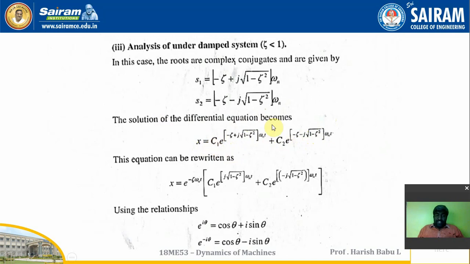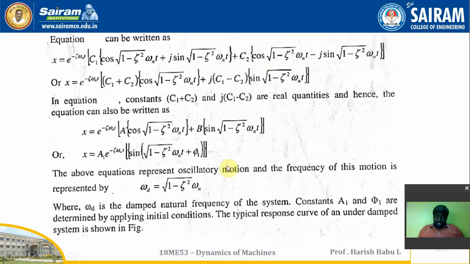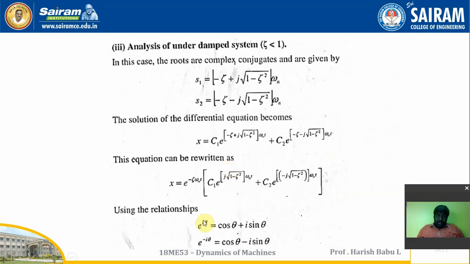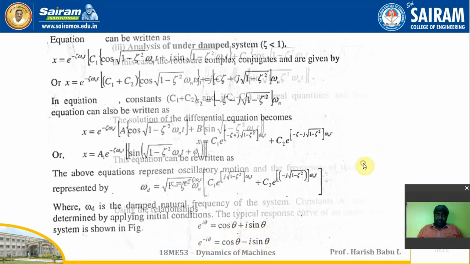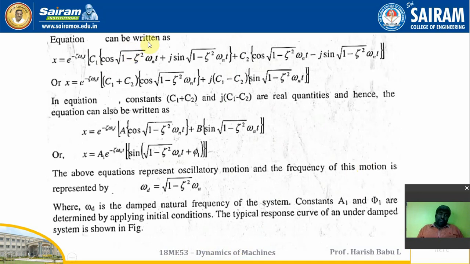So this equation can be written as x equals e to the power of minus eta omega n t, taking it as common. Now the relation e to the power of j theta can be written as cos theta plus j sin theta, and e to the power of minus j theta can be written as cos theta minus j sin theta. So the equation will be rewritten as x equals e to the power of minus eta omega n into t.